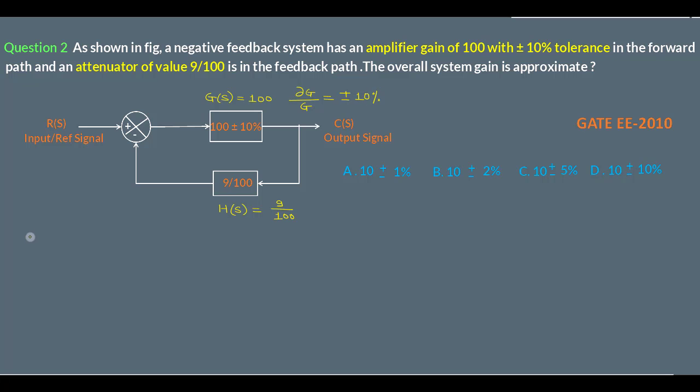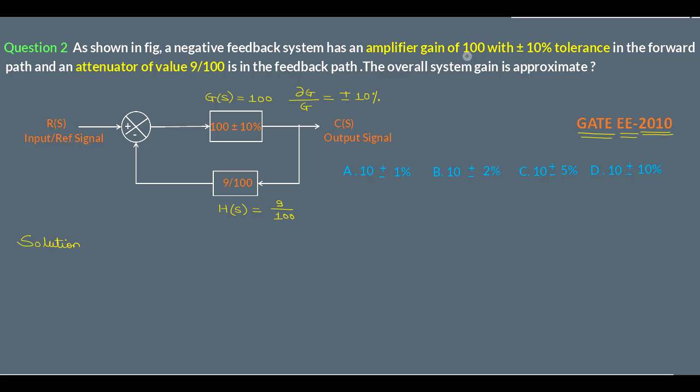So now let us find the solution of this question. Now this question was asked in GATE Electrical 2010. Before solving this question, let us first analyze it in order to get some more information. In the question they have mentioned amplifier gain of 100.